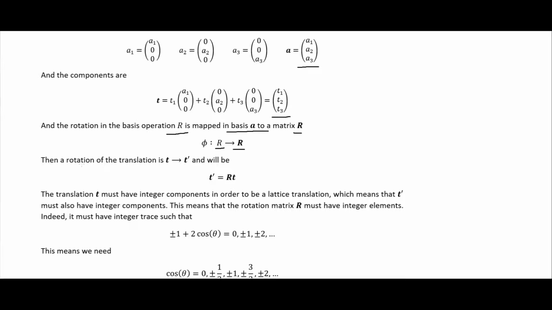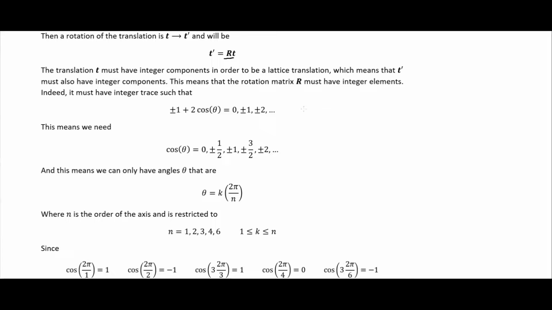Then we want to rotate a translation. So we have this translation from T to T prime, and we want to rotate that. The translation T must have integer components, and so does T prime, and therefore the elements of R must also be integer elements. In fact, the trace of the matrix has to be an integer. In order for that to be the case, cosine of theta has to be equal to either 0, plus or minus 1/2, because that would cancel out the 2 there, plus or minus 1, plus or minus 3/2, which would also cancel out the 2, plus or minus 2, and so on and so forth.